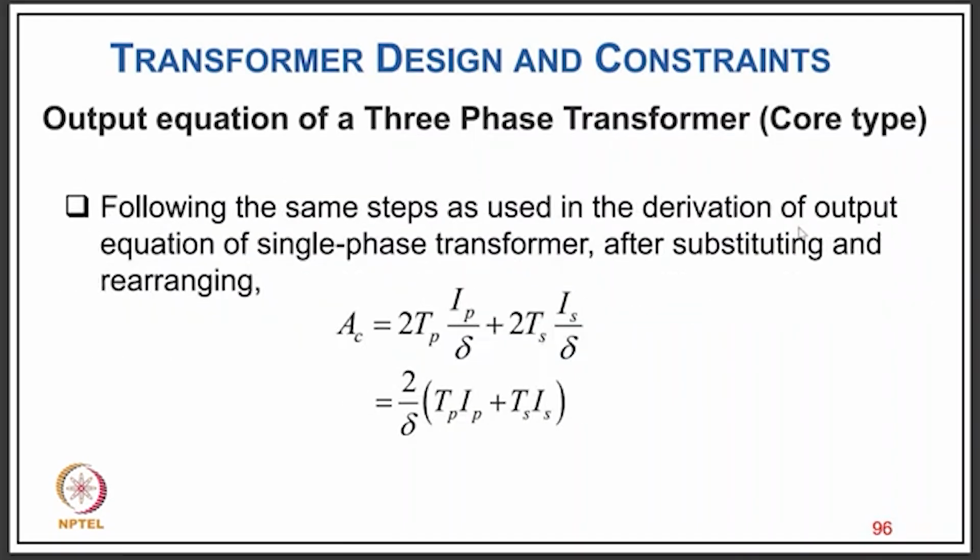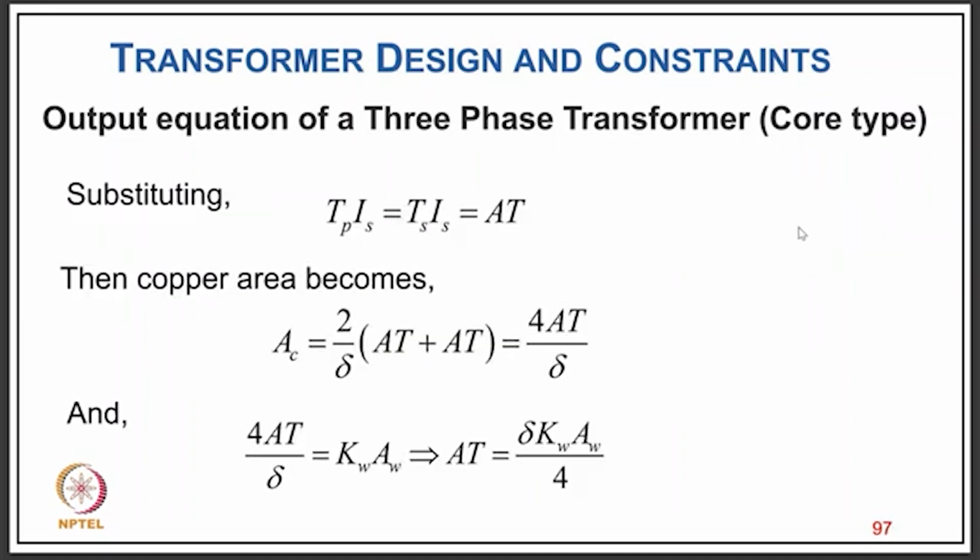And following the same steps used in the derivation of the output equation of a single phase transformer, after substituting and rearranging, Ac equals 2 Tp Ip upon sigma plus 2 Ts Is upon sigma, so that becomes 2 upon sigma in bracket Tp Ip plus Ts Is. Now substituting Tp Ip equal to Ts Is equal to AT, the copper area becomes Ac equal to 2 AT upon sigma plus AT, that is 4 AT upon sigma, equal to Kw Aw, or AT equal to sigma Kw Aw by 4.